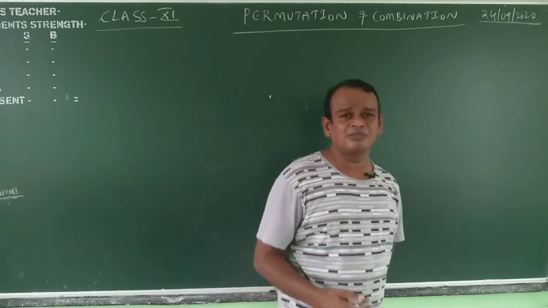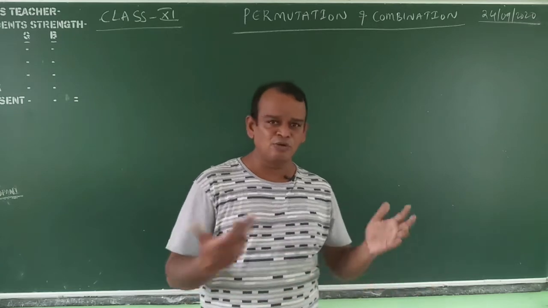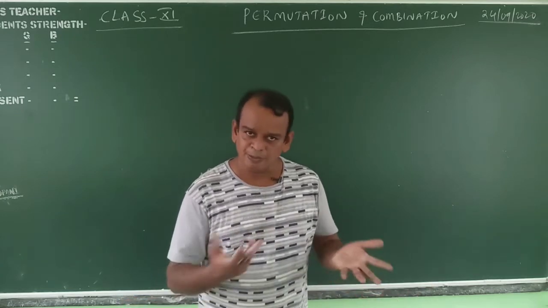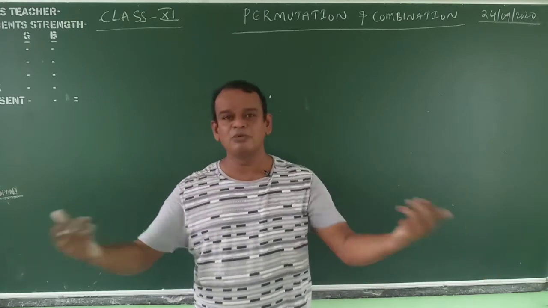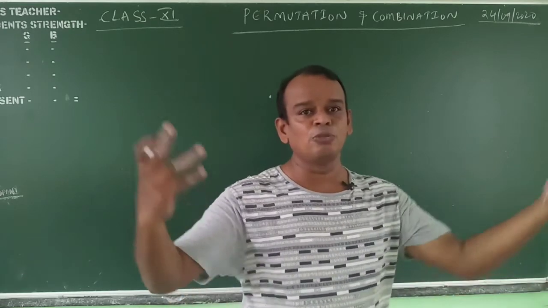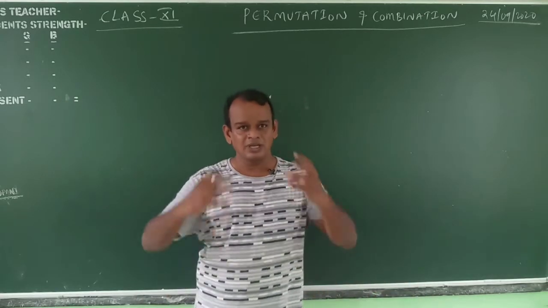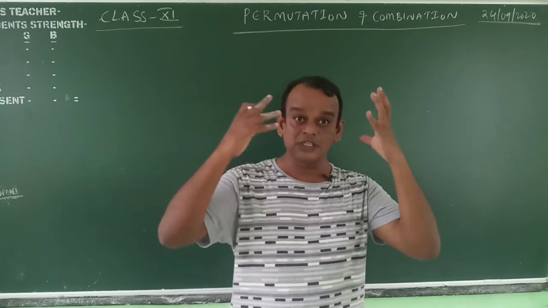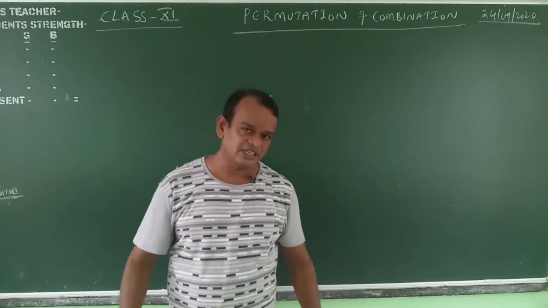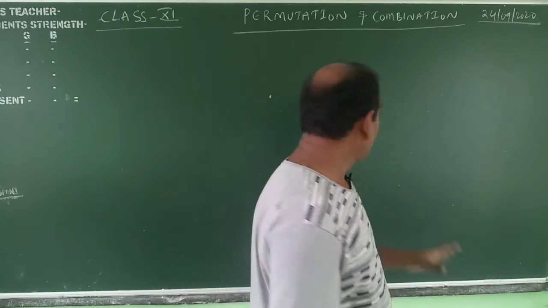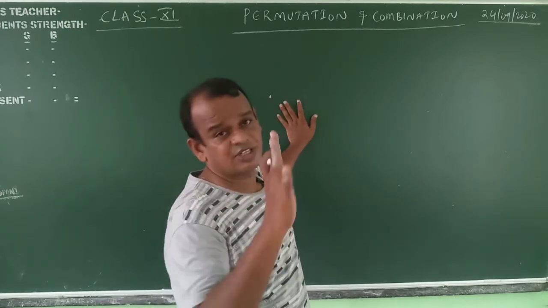What is the meaning of objects? Living things, non-living things. Man and woman are objects, flowers are objects, chairs are objects, tables are objects, fans are objects, tube lights are objects. Those items which are visible to our eyes are called objects. Okay, my dear students. Now what does permutation mean? Permutation is the arrangement of the objects.